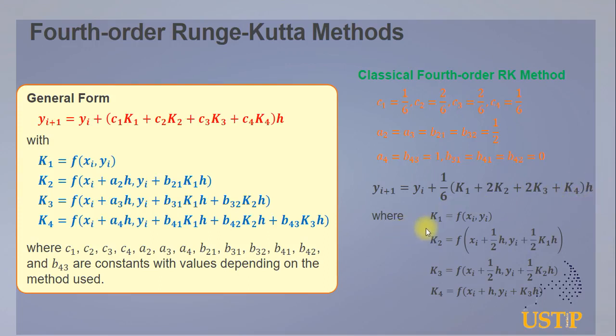So, k1 is equal to f of xi, yi. K2 is equal to f of xi plus 1 half h, yi plus 1 half k1 times h. And then k3 is equal to f of xi plus 1 half h, yi plus 1 half k2 h. Then k4 is equal to f of xi plus h, yi plus k3 h.